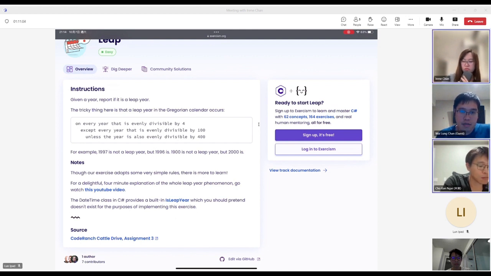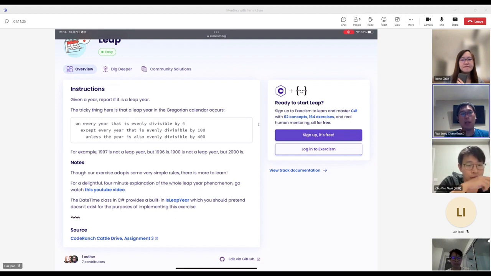So the logic should be either divisible by 4 or 400. Let me think of an example. Maybe 200: the year 200 is divisible by 4 and divisible by 100, but not divisible by 400. You see? So that is not a leap year. But the year 2000 can be divided by 4, by 100, and also by 400. So it's a leap year.